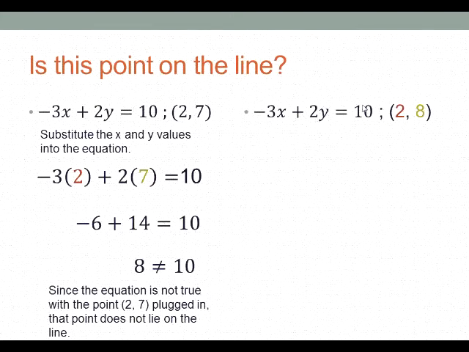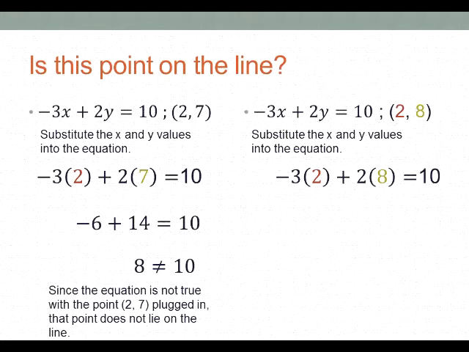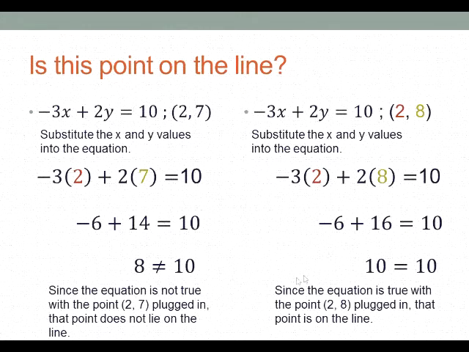Let's try this other one. Same equation, different point. May or may not be there, I don't know. I'm going to plug in 2 comma 8. Substitute x and y values into the equation. There they are. I plug in 2 and 8. Evaluate. Negative 6 plus, what's that, 16. Combine like terms. 10 equals 10. Oh, our numbers seem to work on the right and on the left. Since the equation is true with the point 2 comma 8 plugged in, that point is going to be on the line. So 2, 8 works.